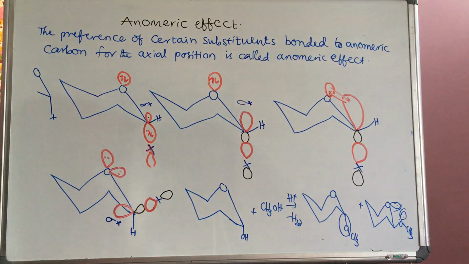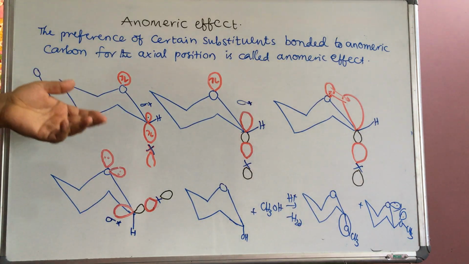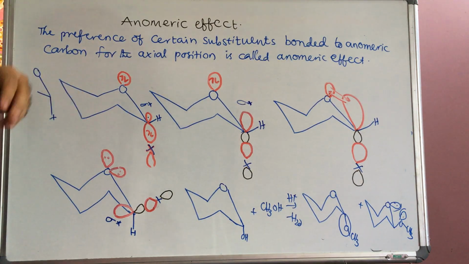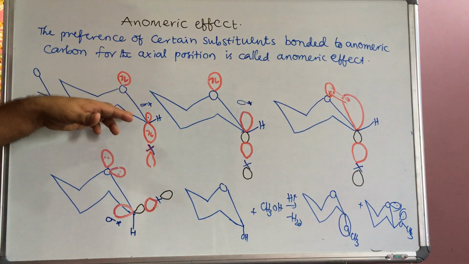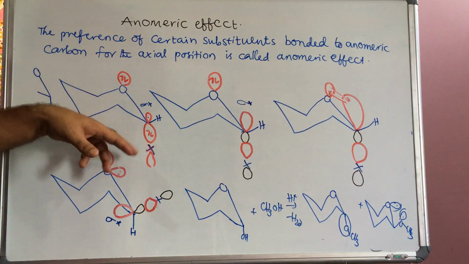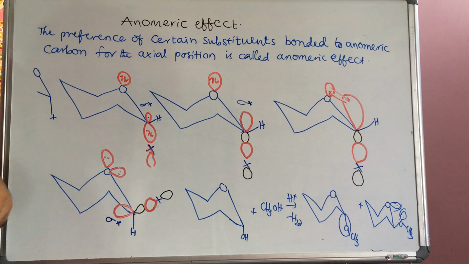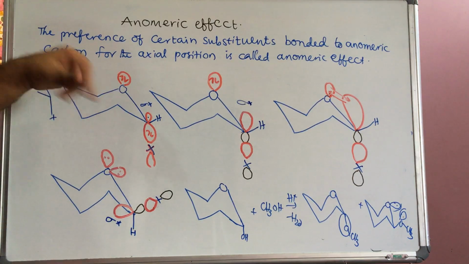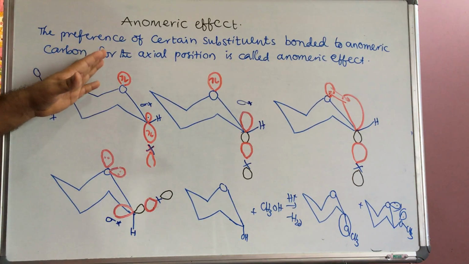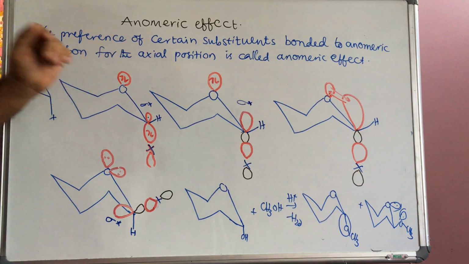Somebody may ask about fructose. Fructose is a 5-member ring, that is the furanose form. In that, the anomeric effect you may not see anywhere. Maybe the reason is that the 5-member ring is more flexible than the 6-member ring. That's why it can be moved to this side, then it can overlap also. That's why the anomeric effect is not discussed in the furanose form, only in the 6-member ring pyranose form.